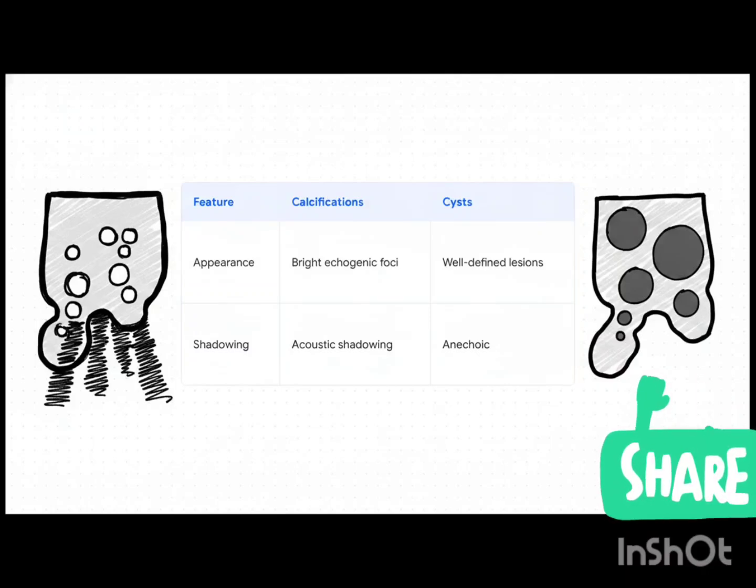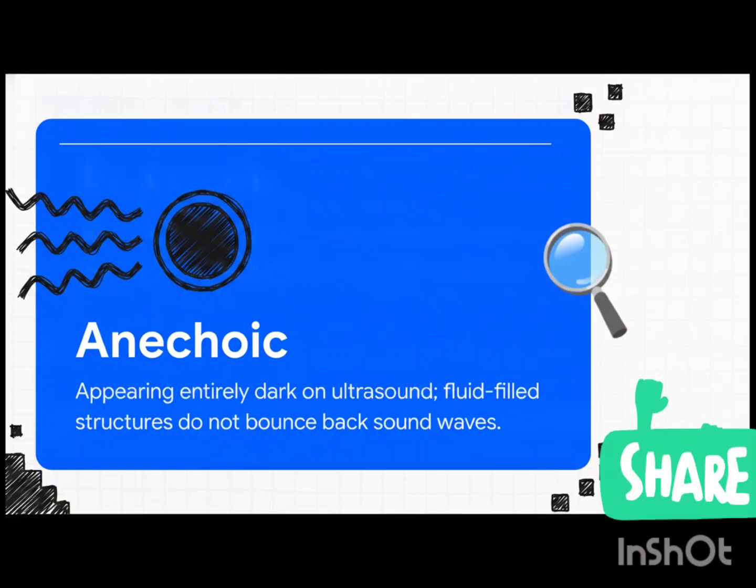Now, cysts are the exact opposite. They appear as very well-defined, smooth lesions that are completely 100% anechoic. Let's actually unpack that term for a second, because anechoic is a massive staple of ultrasound imaging. It literally means appearing entirely dark on the monitor.